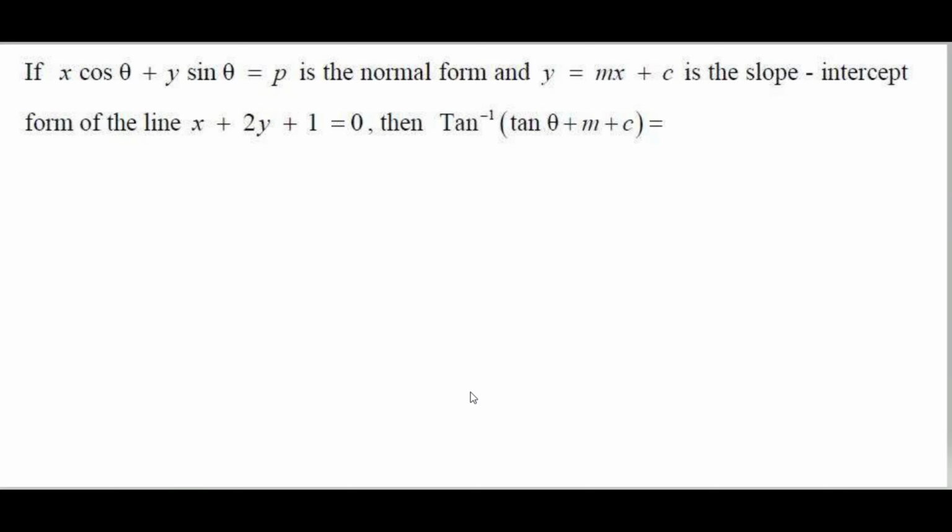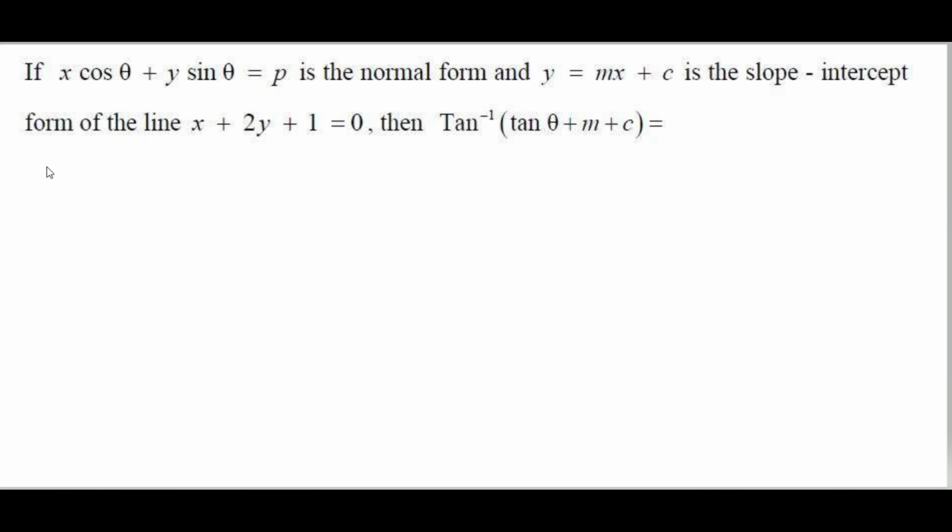Friends, next question. If x cos theta plus y sin theta is equal to p is the normal form and y is equal to mx plus c is the slope intercept form of the line x plus 2y plus 1 is equal to 0, then find the value of tan inverse of tan theta plus m plus c. Here normal form and slope intercept form is given.